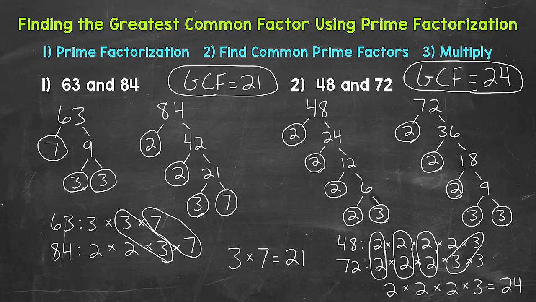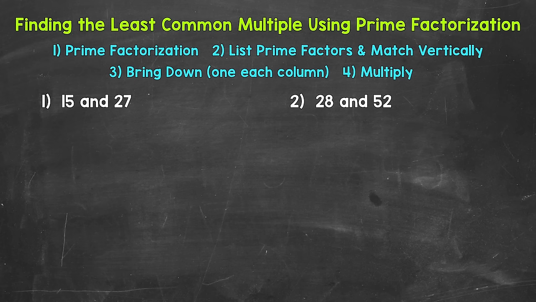Let's move on to least common multiple. Here are our examples for finding the least common multiple using prime factorization. Let's jump into our examples, starting with number 1, where we have 15 and 27.